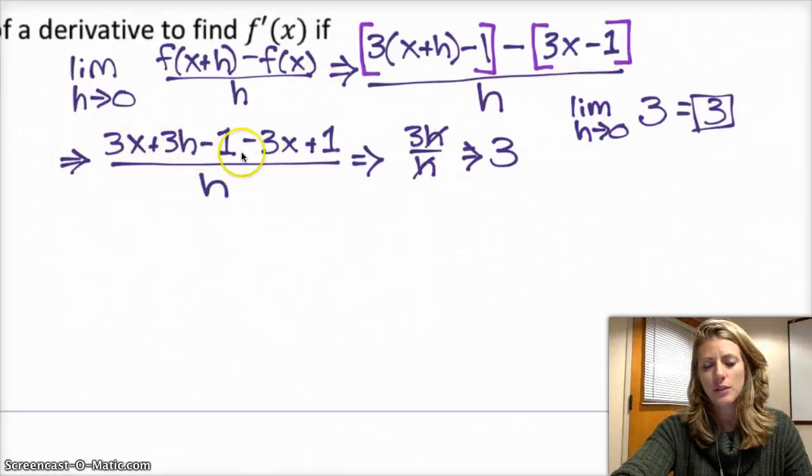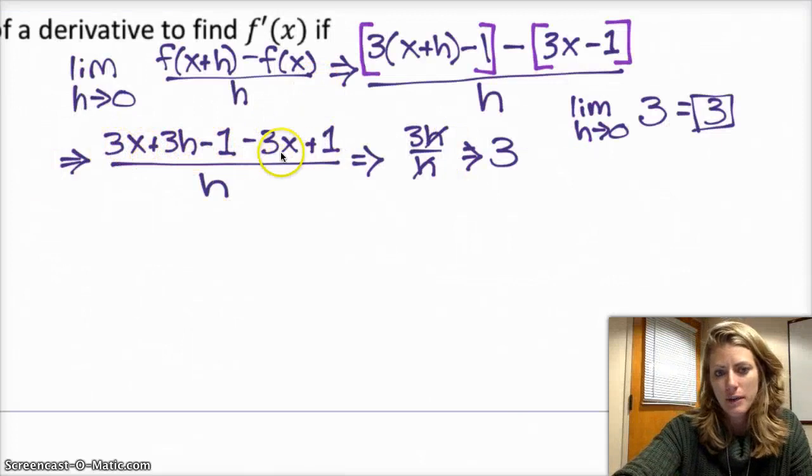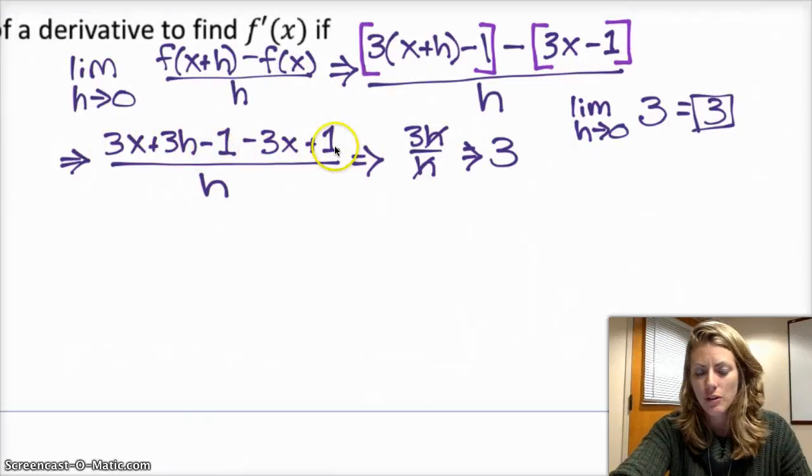In this case, once you distribute the 3, your 3x and your minus 3x, and your minus 1 and your plus 1, those all cancel.